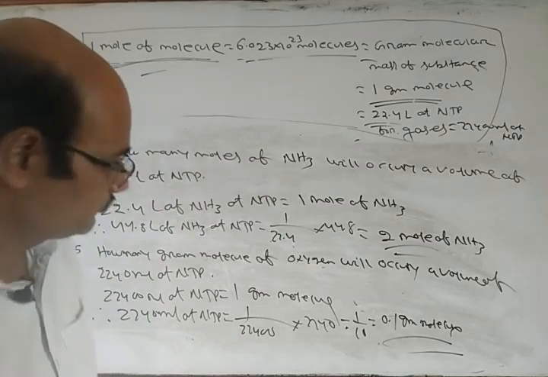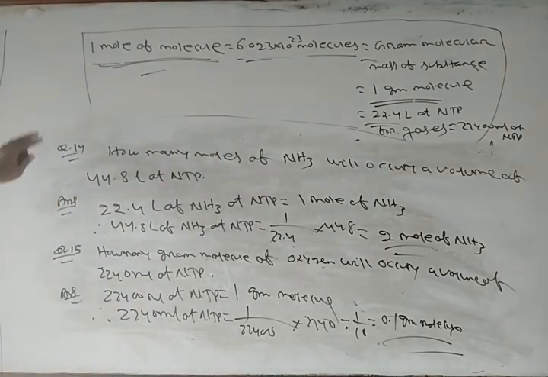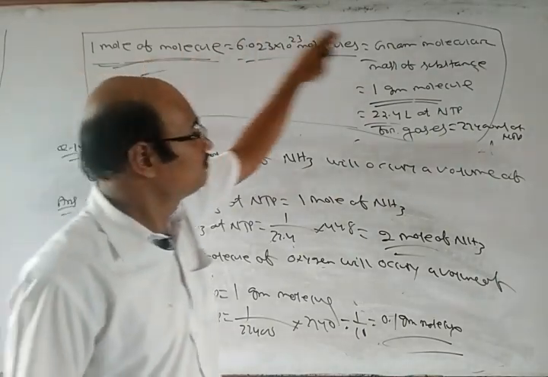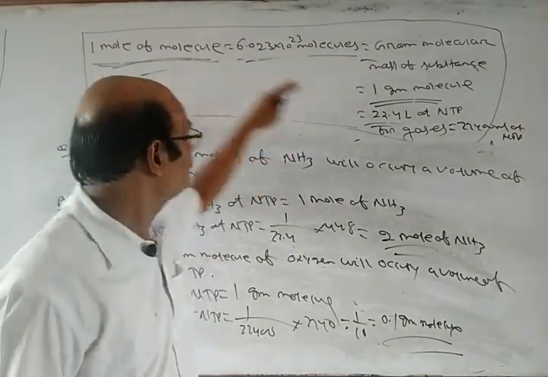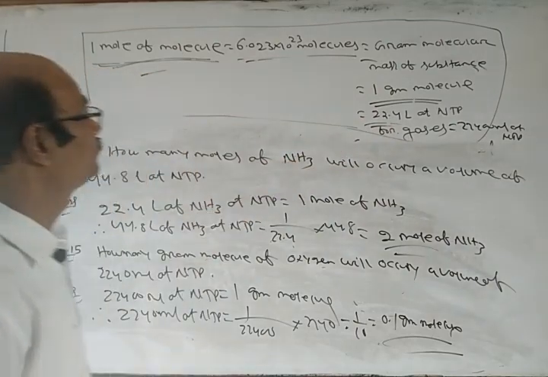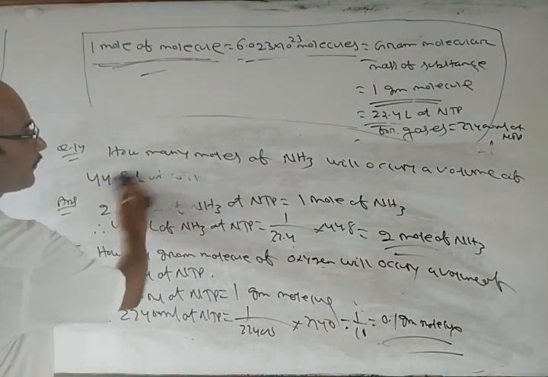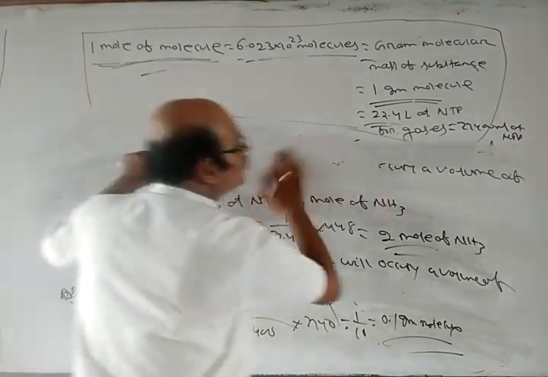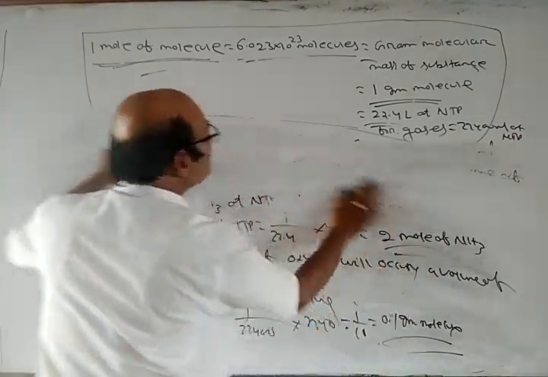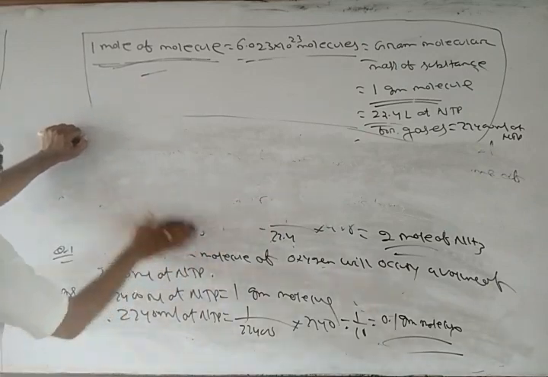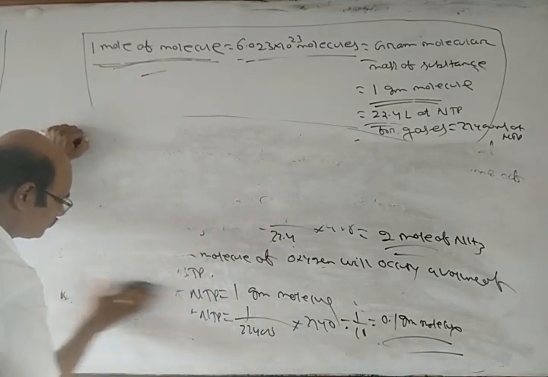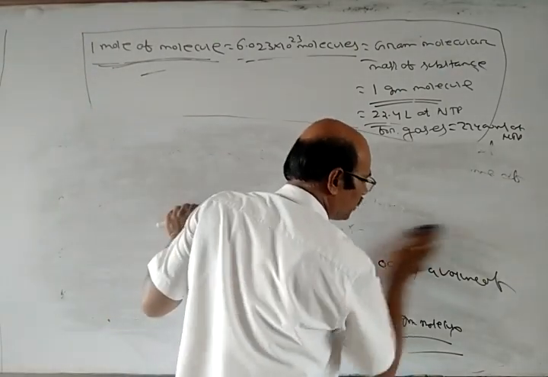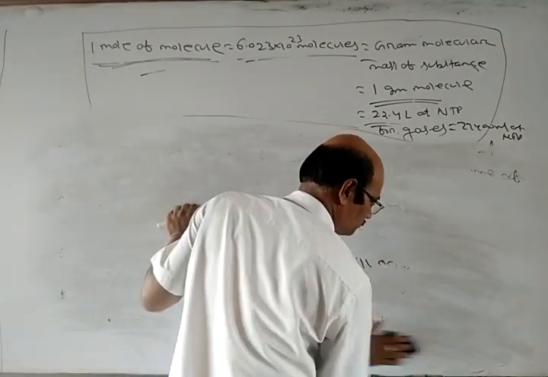Okay. So this is about the relationship mole, molecule, mole, mass, mole, gram molecule, mole, volume. And also we have related this mass into gram molecule, mass into molecules, and also your mass into volume. Okay. Now let us have some other numericals based on this mole concept.